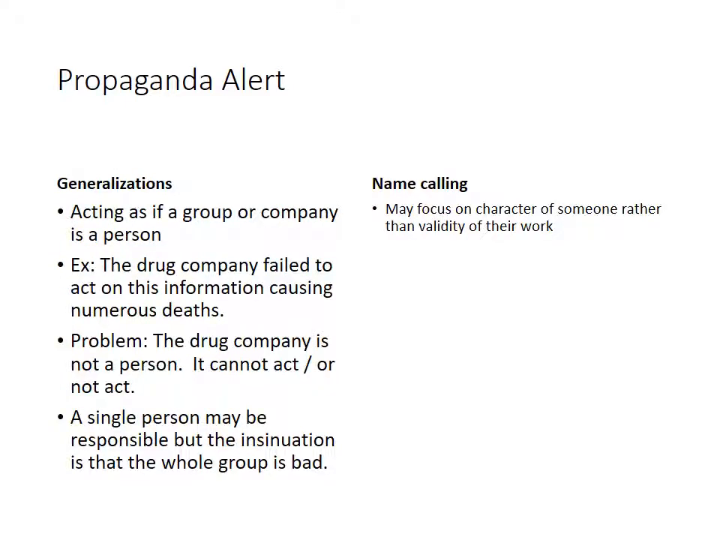So first, generalizations would be, for example, acting as if a company or a group is a person. For example, saying the drug company failed to act on something, causing numerous deaths. This sounds not so bad, but the problem is that the drug company is not a person, it cannot act, and it can't act or not act. So a single person may be responsible, but the insinuation is that the whole group is bad. And so you need to look out for that type of generalization.